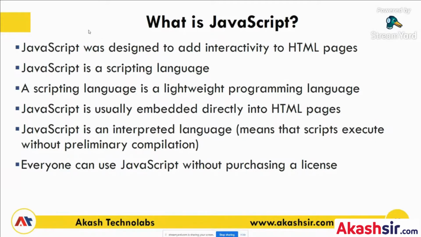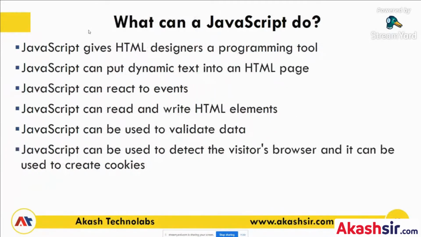Let's say if you are working in C programming or C++ or maybe in Java, first we have to install a compiler, right? But in JavaScript, no need to install any compiler on your computer. By default, the browser will compile your code and print it into your particular response. So everyone can use JavaScript without purchasing a license. It's totally free, right?